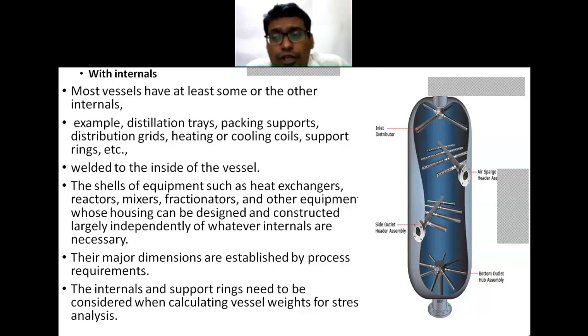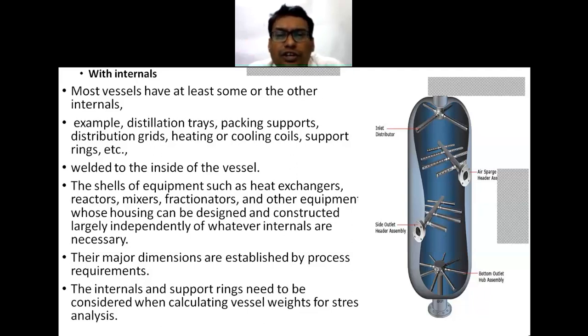In a distillation column, the distributors, trays, downcomer, weir, all these accessories will be there. In case of a heat exchanger, there will be the tubes, tube bundle, tube sheet, baffles, all these internals. So maximum vessels will have some or the other internals except for the tank and the drums. Most vessels have at least some internals.